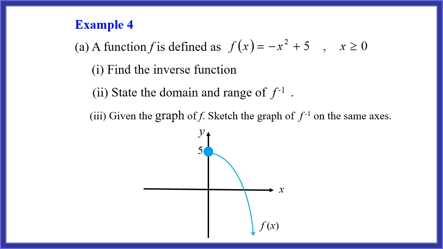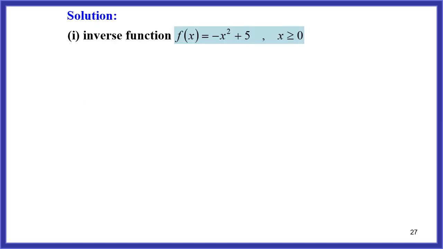So this is the graph of f. Now we want to sketch the graph of f inverse on the same axis. The easiest way for question number 3 is to do the reflection about the y equal to x axis. If not, then you just have to sketch from the inverse function found in question 1. So let's do question 1 first.